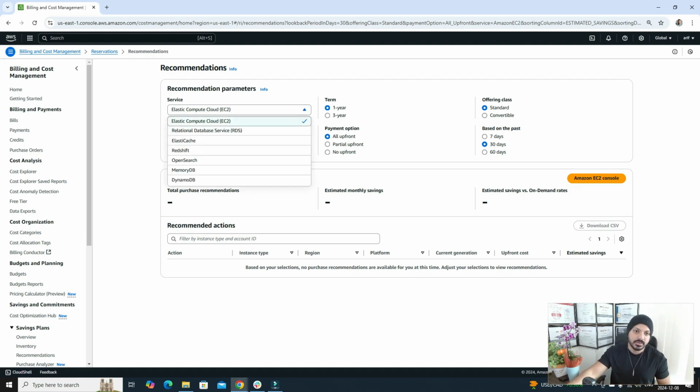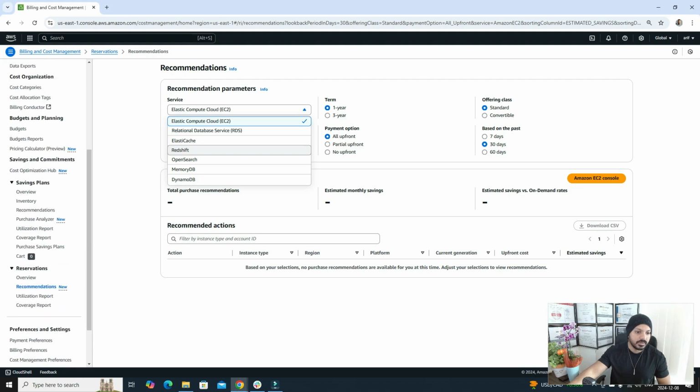So here under service, you can say it covers EC2, it covers RDS, which was missing from the savings plan. So RDS is a good addition. Then there's ElastiCache, Redshift, OpenSearch, MemoryDB, and even DynamoDB. So it covers way more AWS services. So suppose you're using these services and you want to reduce the cost, then this reserved service, AWS reservation, can definitely help you.